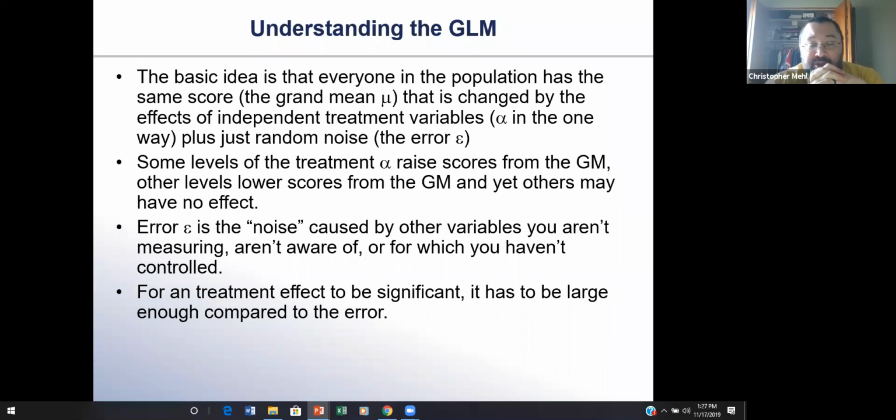The basic idea behind the general linear model is that every member of the population has the same basic score, the same grand mean, and that is then changed by effects of those treatment variables. In the one-way case, that's just the alpha, and in addition, there's some random noise involved. Some levels of the treatment might raise scores from the grand mean, other levels might lower scores from your grand mean, and others might have no effect. The error, the epsilon, is the noise caused by other variables that you're not measuring, things that you're not aware of or not controlling for, as well as just individual to individual variation. For a treatment effect to be significant, it's got to be large enough to overcome this noise, large enough to stick out compared to the error noise.